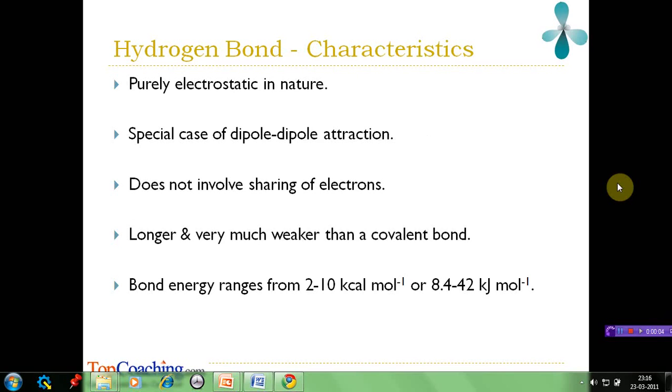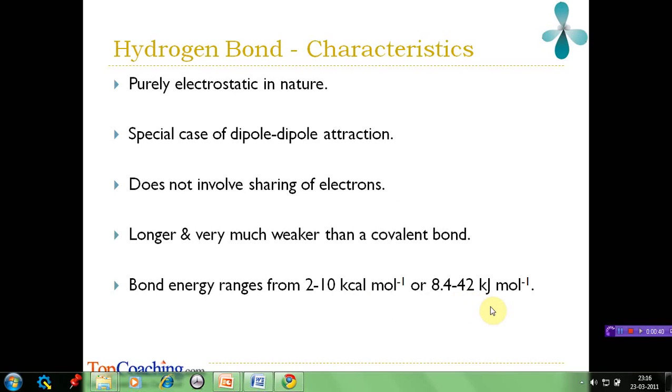Now let's go through some of the general characteristics of hydrogen bonds. Hydrogen bond is purely electrostatic in nature, formed between the positive end of one molecule and negative end of another molecule. The molecules act as dipoles, and therefore hydrogen bond is a special case of dipole-dipole attraction. Hydrogen bond is very much weaker as compared to a covalent bond, and its bond energy ranges from 2 to 10 kilocalorie per mole or 8.4 to 42 kilojoules per mole.